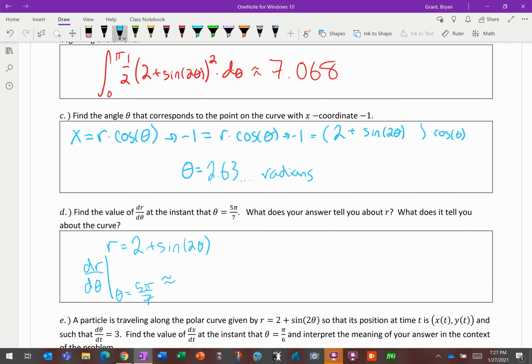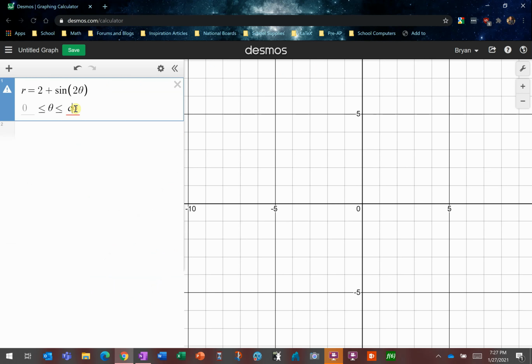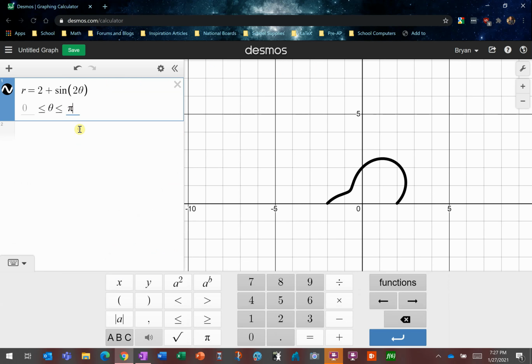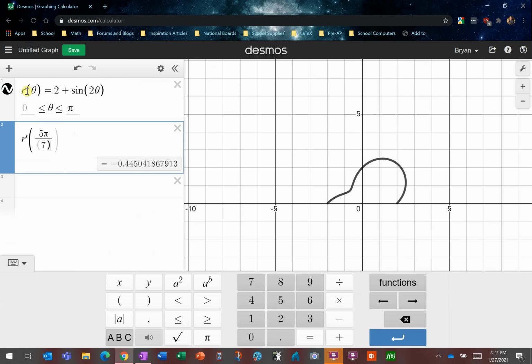This is calculator active. And I think I can do this on my computer, so let's see how this goes. I'm going to go ahead and get rid of all this. We're going to set the graph back to be between 0 and pi, and we're going to say dr, that's probably not, it's not going to like that. I wonder if I can say r of theta. That looks good. And then I wonder if I can say r prime of, and then it was 5 pi over 7, wasn't it? And we can. How exciting. So Desmos worked just fine.